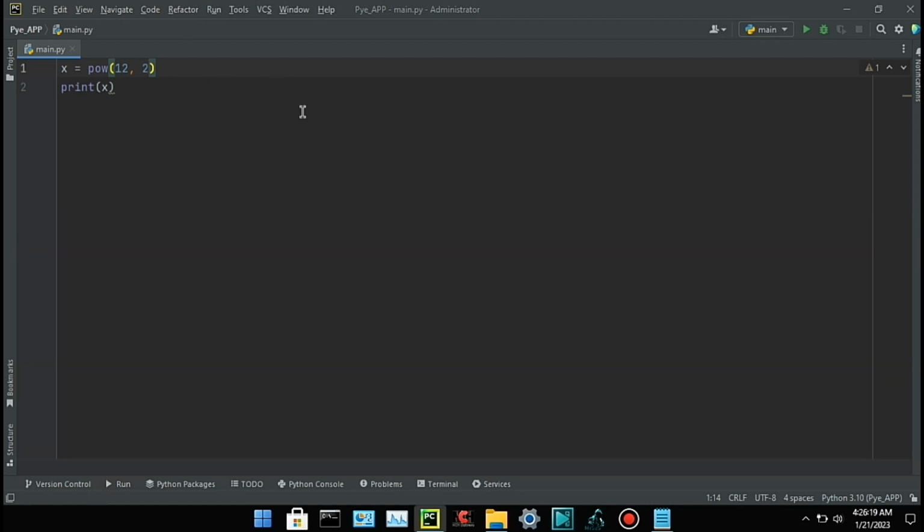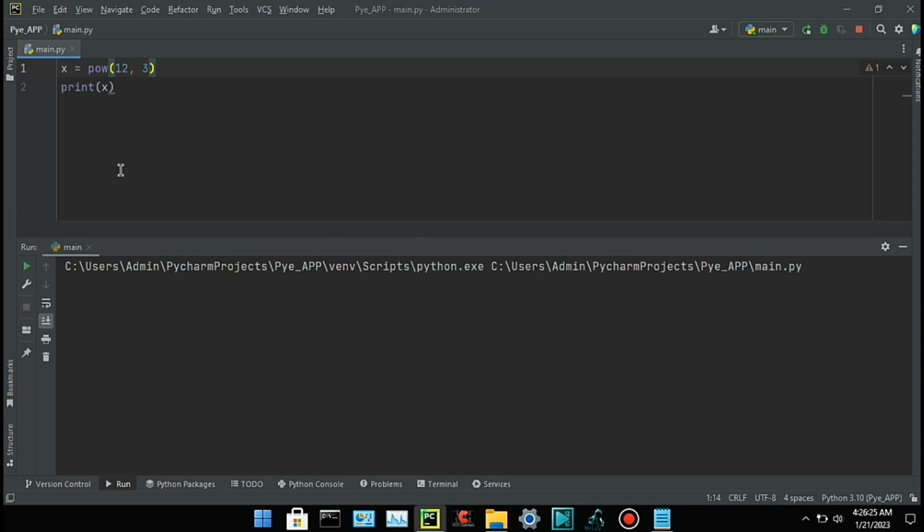You can also raise it to the power of 3, which is 12 times 12 times 12. When you run the code, you see that it will raise 12 to the power of 3, which gives us 1728.